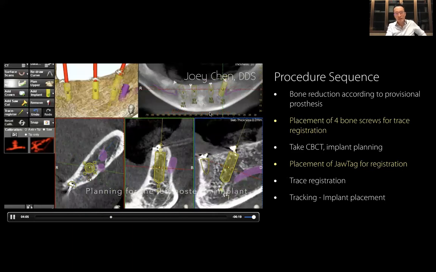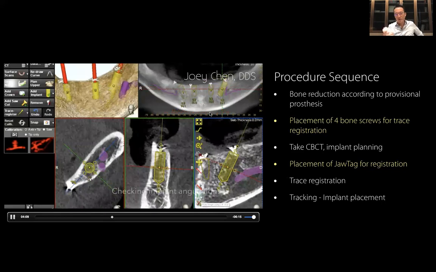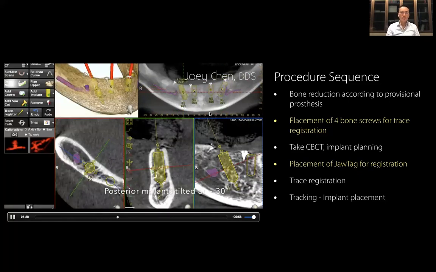Okay, here you can see my initial plan was a little bit too close to that anterior loop, so I tilted the implant a little bit more to avoid the loop. And then here I'm just checking the angulation of my posterior implant relative to the occlusal surface, and it was about 30 degrees. Also checking the right side.